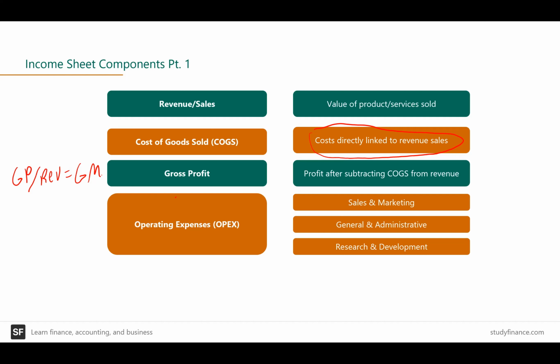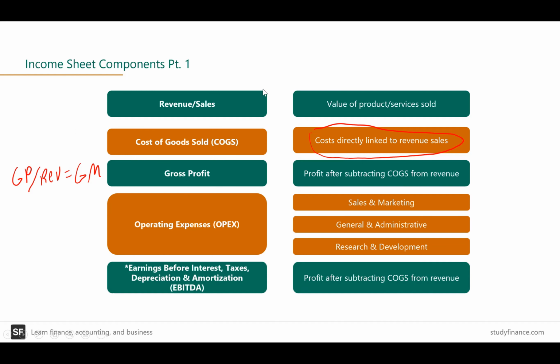Our next item is operating expenses, or OPEX. It's also known as SG&A on a lot of income statements, and those are expenses that are indirectly linked to revenue and include employee salaries, rent, sales costs, marketing, administrative expenses, and research and development. So subtracting the operating expenses from gross profit gets us to our earnings before interest, taxes, depreciation, and amortization. I know it's a handful. And it is also known as EBITDA.